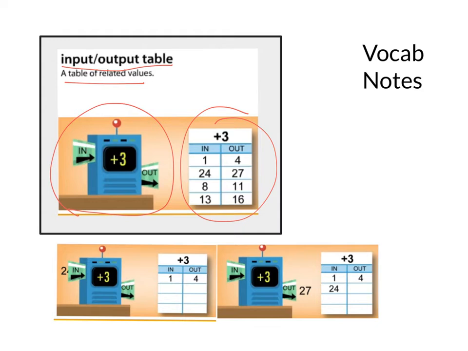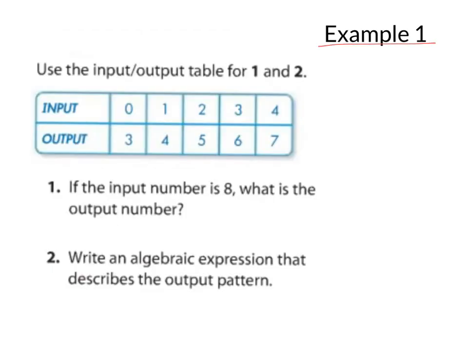All right, so we're on to example 1. This means Mr. C is going to do this. You're going to copy it in your notes, and then example 2, you're going to try to do before I give you the answer. So let's read this problem here. Use the input-output table for 1 and 2. Here's our input-output table, and we know the pattern is always going to go from input to output. And let's just go back to the other table. This table is side to side, but that still means we're going from input to output.